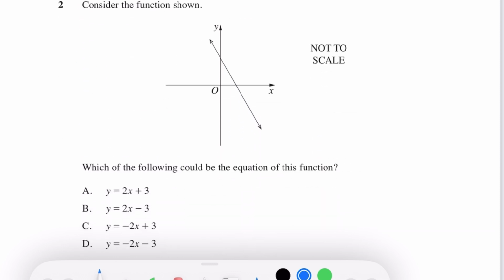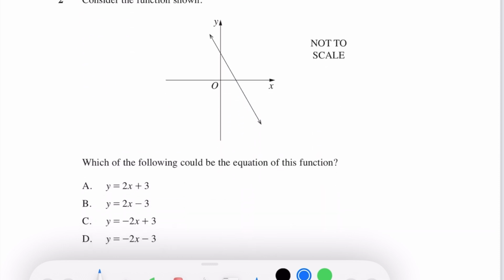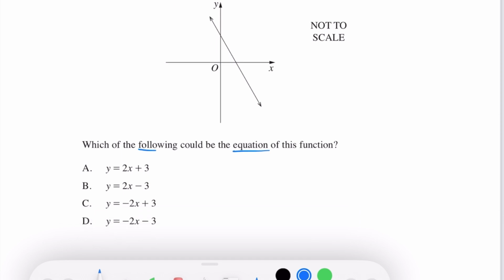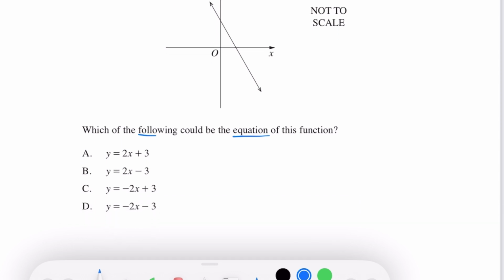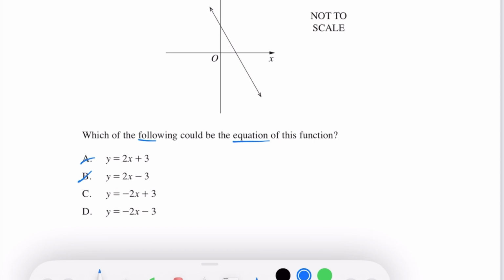Question 2, consider the function shown. Which of the following could be the equation of this function? Well, we know it's got to be a negative gradient because it's going down towards the left, so we can rule out A and B. And then we know its y-intercept must be a positive value since it's above the x-axis. So that means it would have to be 3, not negative 3. So C would have to be our answer there.